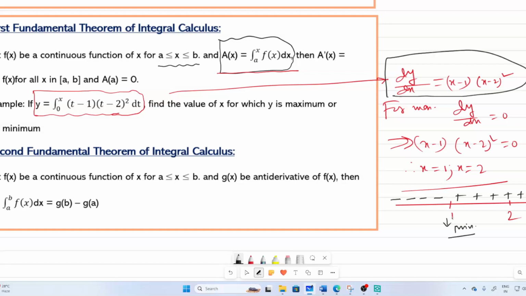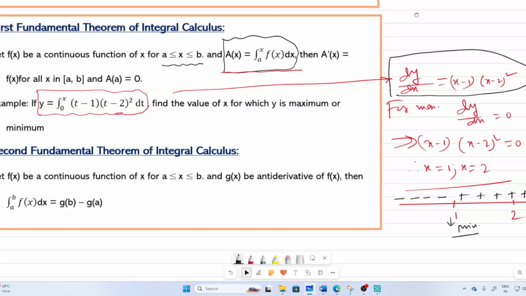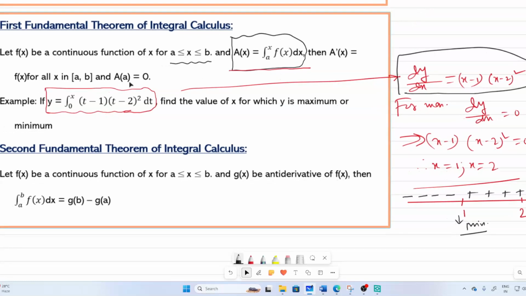So the sum was asked in integration, but it is linked with maxima minima. With which theorem? The first fundamental theorem of integral calculus. Keep the statement of this theorem in your mind. It might help you in the examination. Maybe in a short question, I have seen it in many MCQ questions, or it may be in 2, 3 or 5 mark questions.